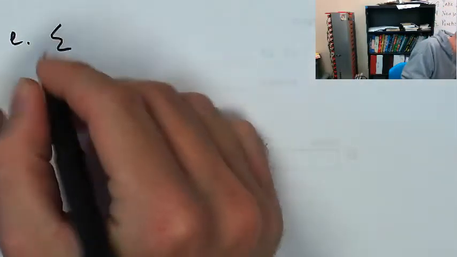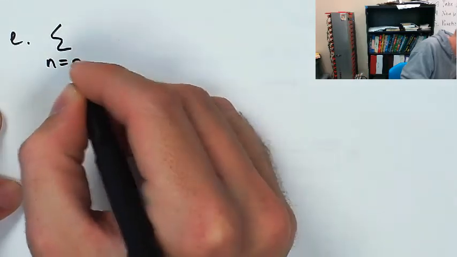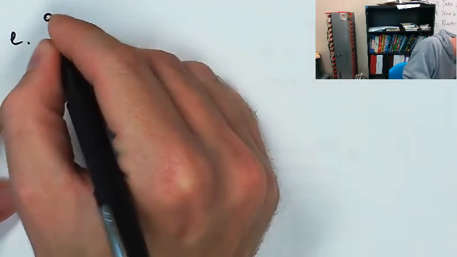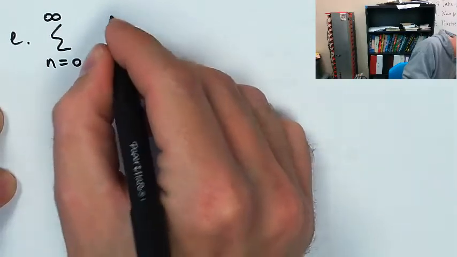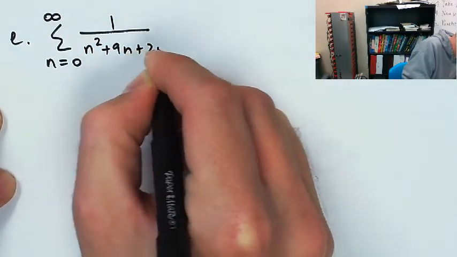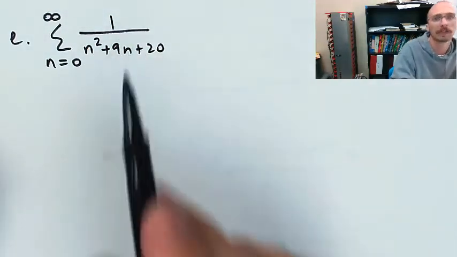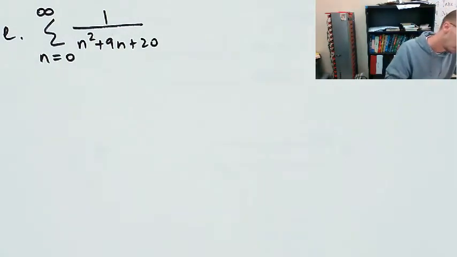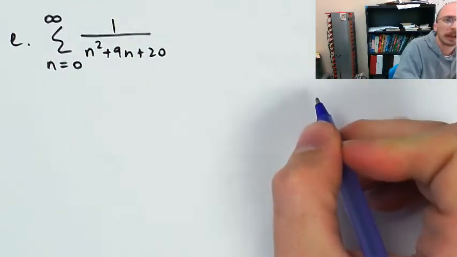So this is the sum as n runs from 0 to infinity of 1 over n squared plus 9n plus 20. Okay, that's factorable: n plus 5 times n plus 4. So let's go over here and do that.